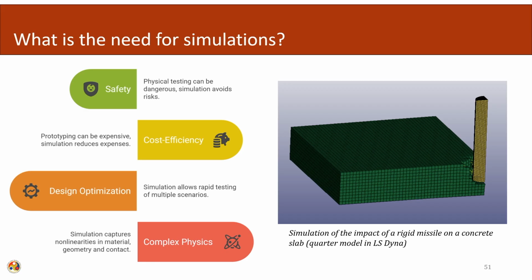Simulation allows rapid testing of multiple scenarios. We can always change the scenario, tweak it, optimize it and resimulate it. Then there is the complex physics. Simulation is able to capture the nonlinearities in the material, the nonlinearities in the geometry, and the contact phenomena, and it can monitor all the desired quantities in terms of stress, strain, and deformation without having to put up very costly measuring instruments. Here we are showing the impact of a rigid missile on a concrete slab. This type of thing can be easily simulated using currently available finite element software.